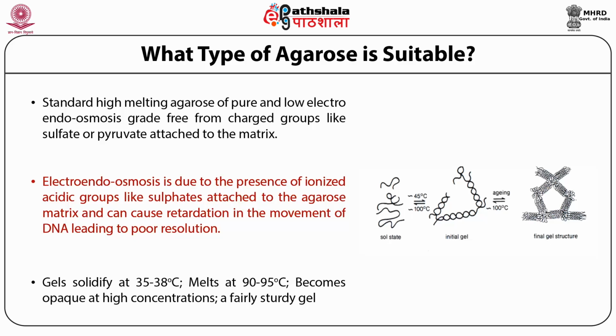The retarding effect is significantly greater for large DNA molecules. It is for this reason that high purity grade, low EEO agarose should be used, which has been modified by the addition of positively charged groups to mask the negative acidic groups present. And lastly, the high gel strength agarose. It combines a very high gel strength with low EEO and is ideal for high speed, high temperature, and pulsed field gel electrophoresis based applications.